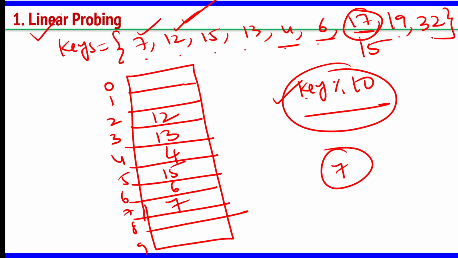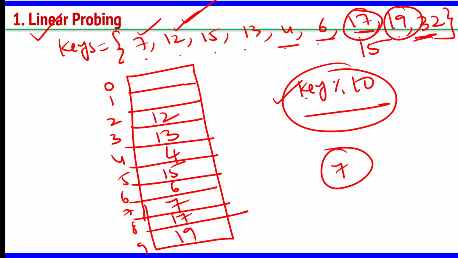So linear probing says that when that element is already filled with an existing number, then go to its next location. If it is free, fill it there. So after 7, the next box is 8. It is free, so put 17 here. Next comes 19. 19 modulo 10 is 9, so 19 comes here.